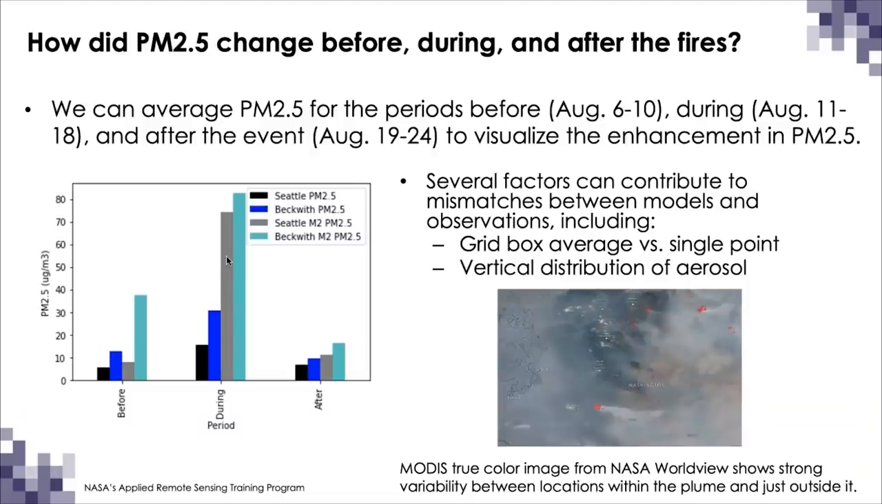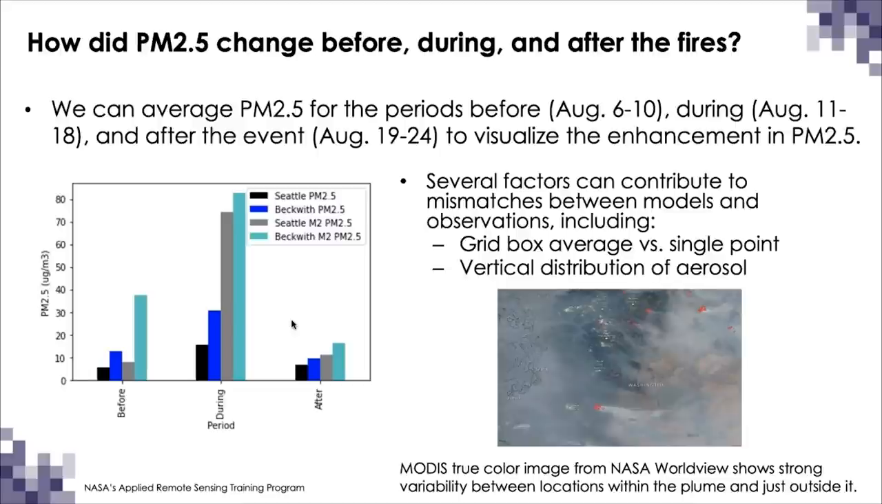So how did PM2.5 change before, during, and after the fires? Based on the time series in the previous slide, we can define periods for before, during, and after the fires, and then make a bar graph similar to the one in the Gupta et al. paper. The bar graph shows elevated PM2.5 at both sites in both MERRA-2 and the observations during the fires compared to before and after the fires. It also shows that MERRA-2 overestimates the observed PM2.5 at these stations during the fires.